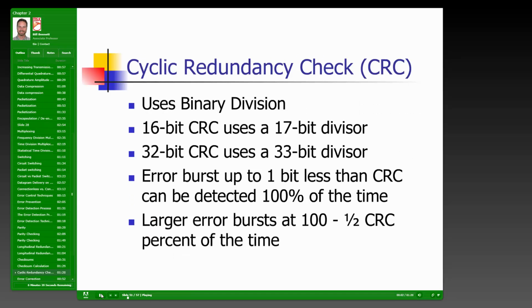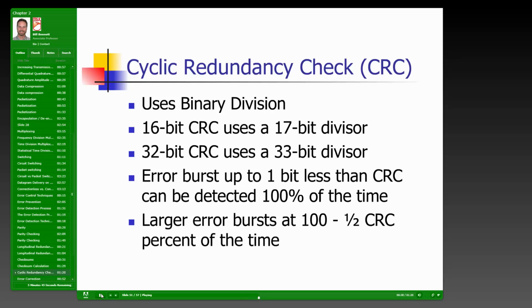The most sophisticated error detection method is the CRC, or the cyclic redundancy check. This is the same one that we use at the data link layer in Ethernet networks. CRC uses binary division. There are 2 types of CRC: 16-bit CRC, which uses a 17-bit divisor, and 32-bit CRC, which uses a 33-bit divisor. So in each case it uses one more bit than the type of CRC being utilized.